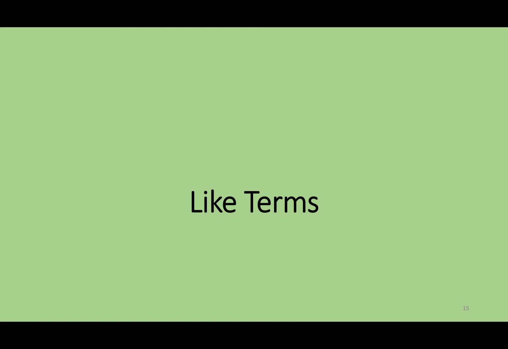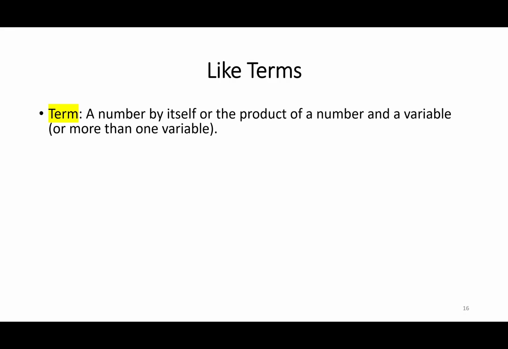Like terms are basically terms that are alike. That's it. It's not really complicated. Here, a term is a number by itself or the product of a number and a variable. Complicated explanation. Let's think of it instead as a term is a train.